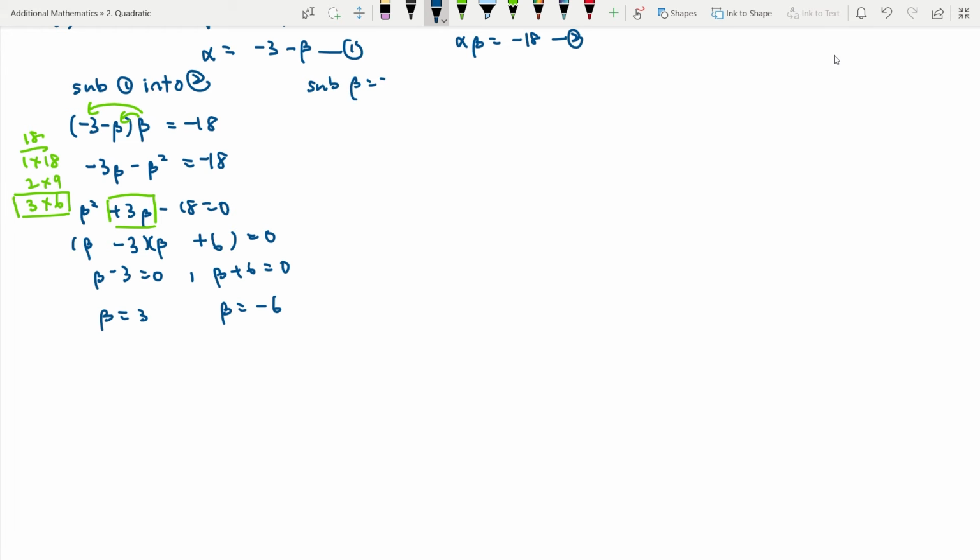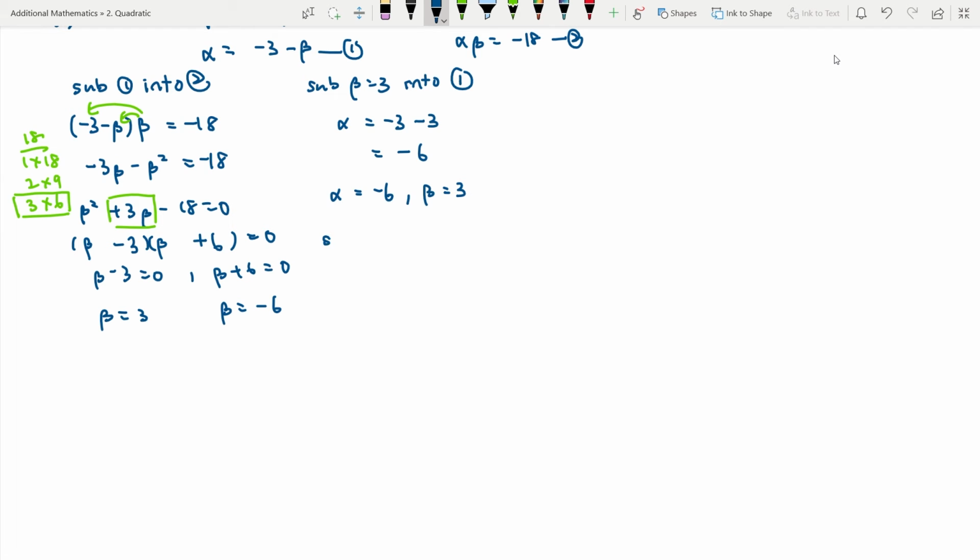Substitute beta is equal to 3 into either equation. Here I choose equation 1. Alpha is equal to negative 3 minus 3, which is negative 6. Hence, the first set of answer is alpha is equal to negative 6, beta is equal to 3.